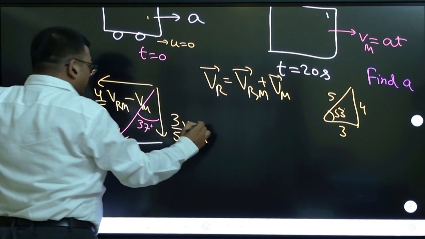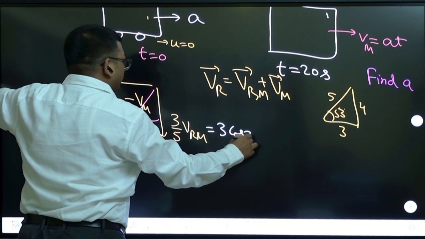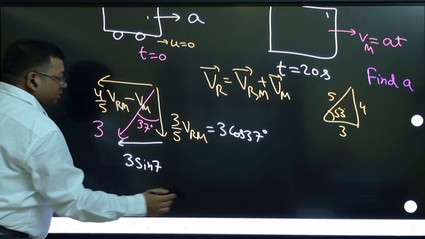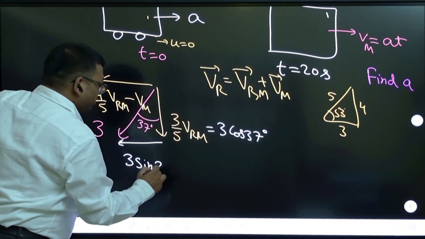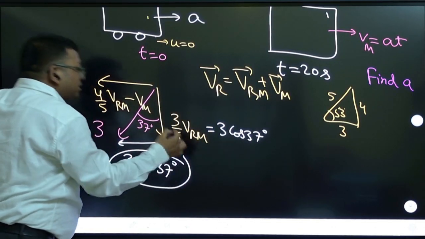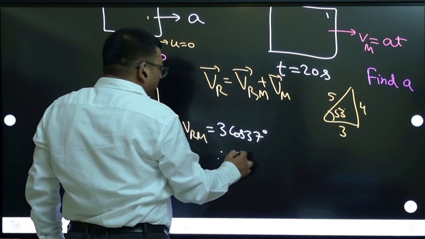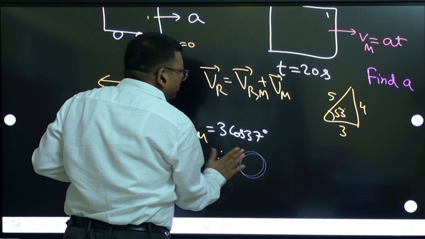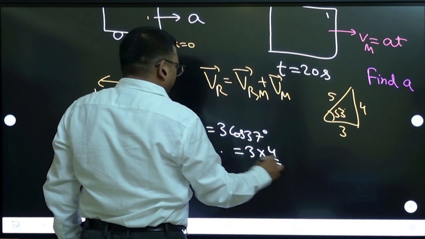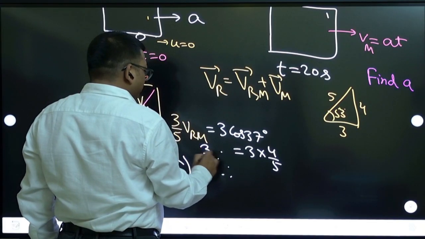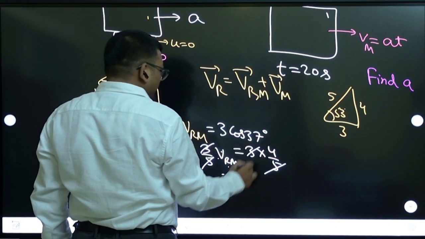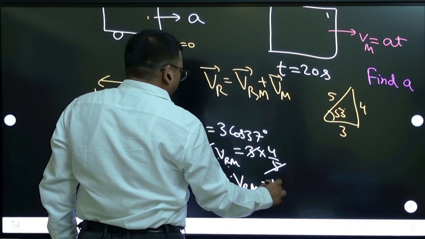So 3 in this direction will become 3 cos 37 degrees, and 3 in this direction will become 3 sin 37 degrees. So 3 sin 37 degrees is this one, and 3 cos 37 is this one. From here you calculate VRM. What is cos 37? Cos 37 will be 4 by 5. So from here the 5 gets cancelled because this is 3 by 5 VRM, and the 3 gets cancelled. So VRM becomes 4.